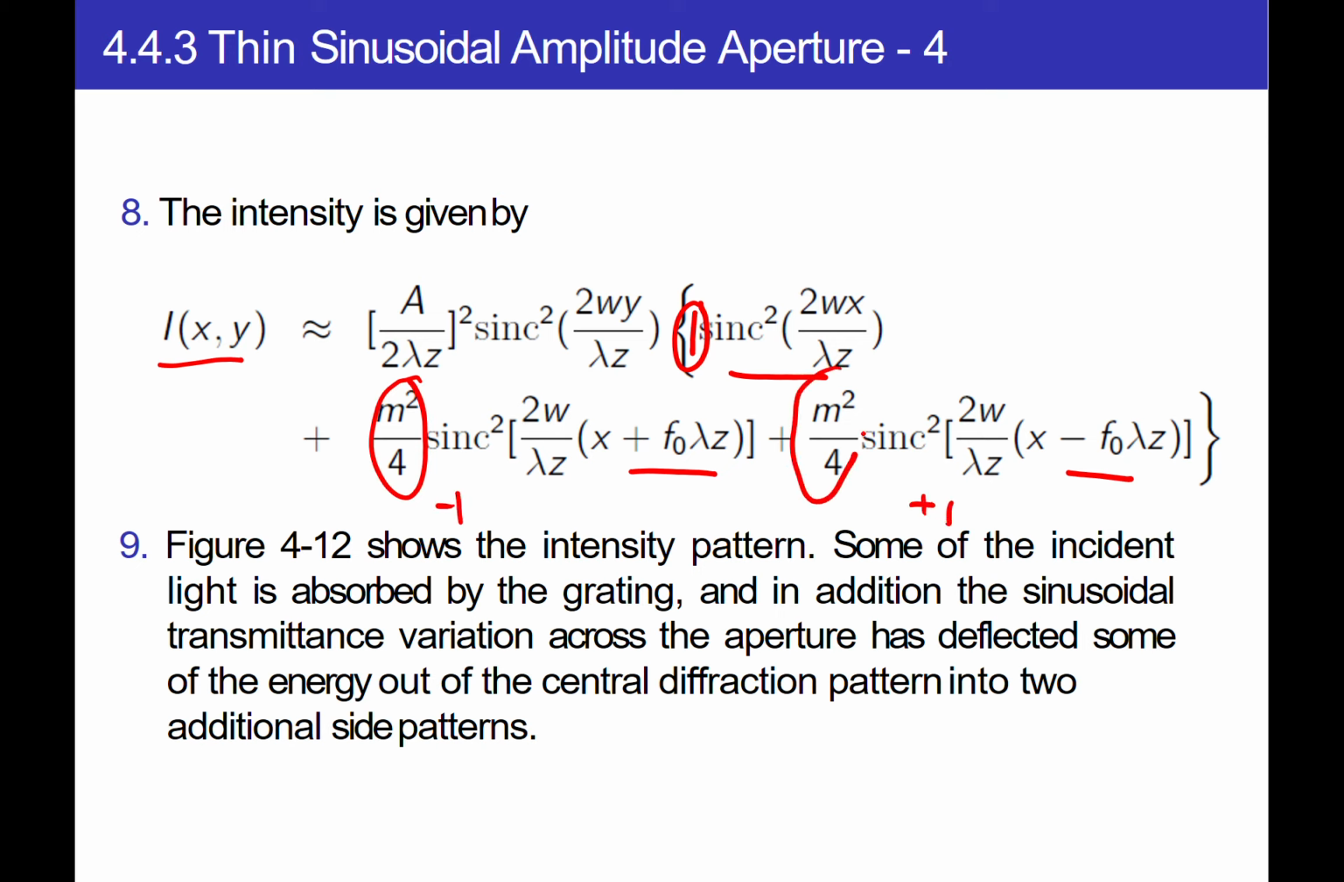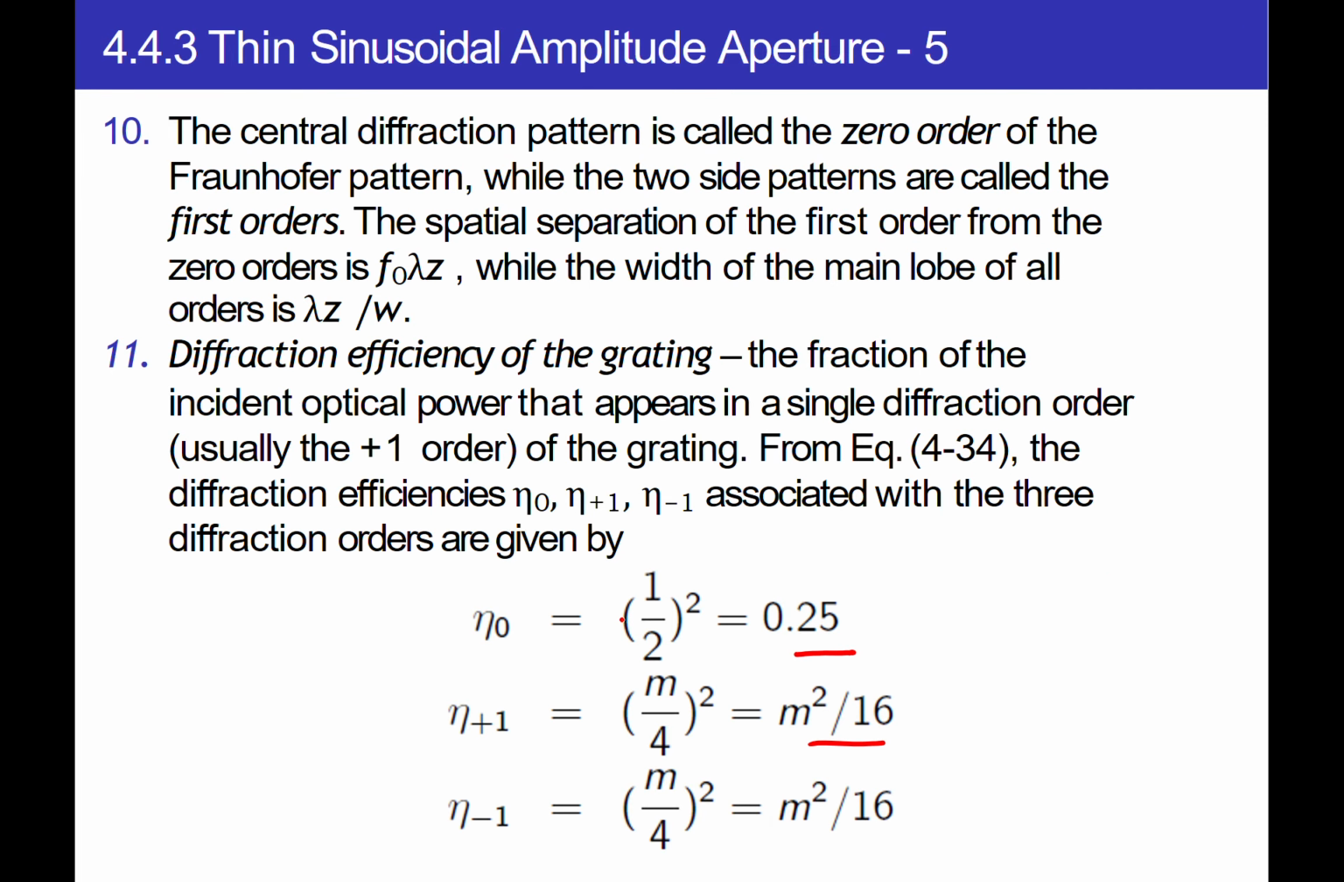And if you look at it, everything is sinc squared, but the amplitude is m squared over 4. Okay, like this. So the diffraction efficiency depends on the modulation depth. If the modulation depth is at its maximum, which is 1, then at best you can get 1/16.